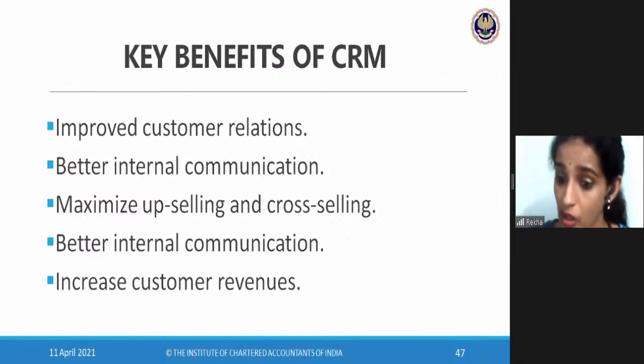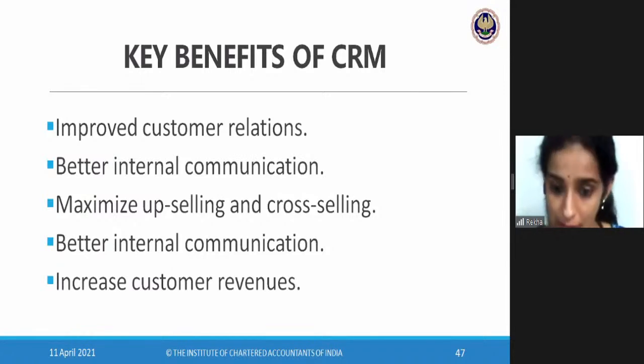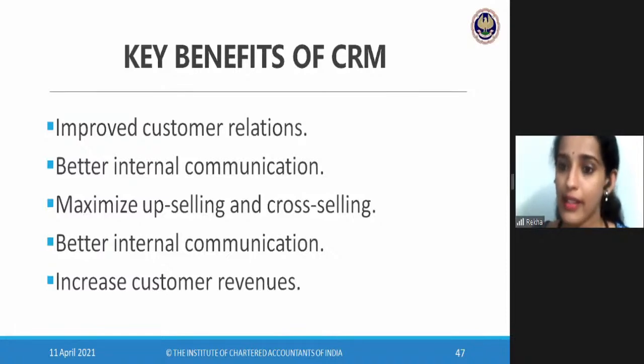CRM concentrates mainly on the post-sale activities, or how they can improve the sale experience. Both are somewhat interrelated. For example, if you want to give a better experience to the customer, you have to make sure that the product is reaching well within the time limit.